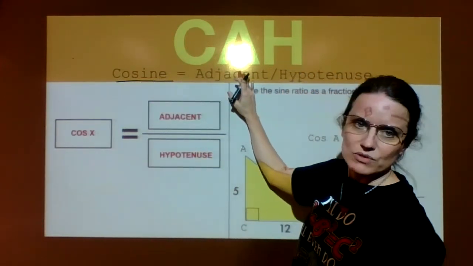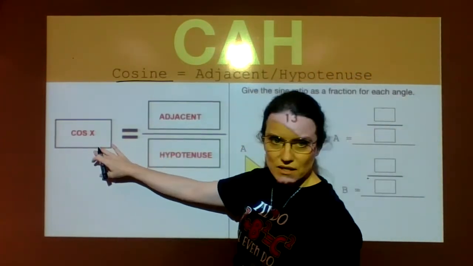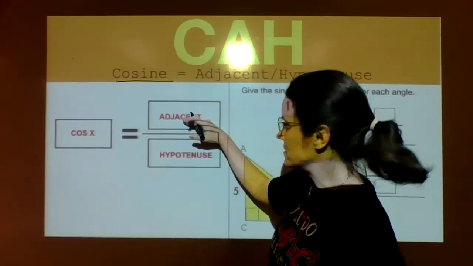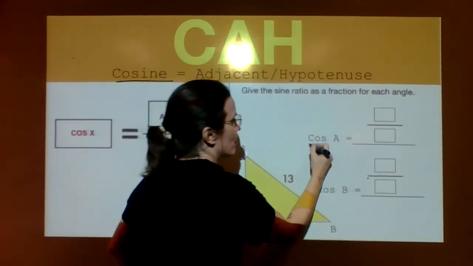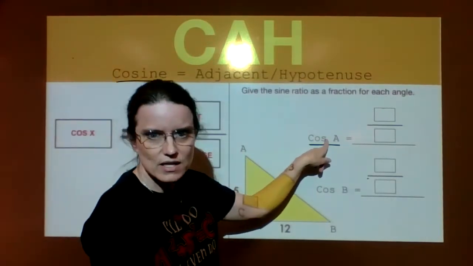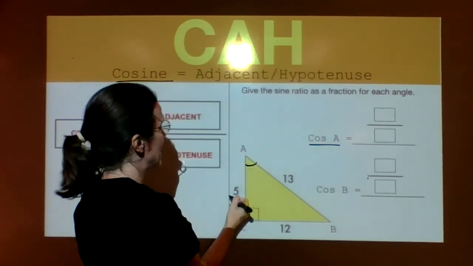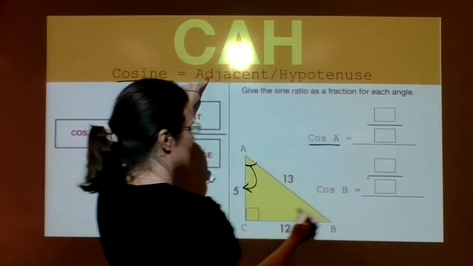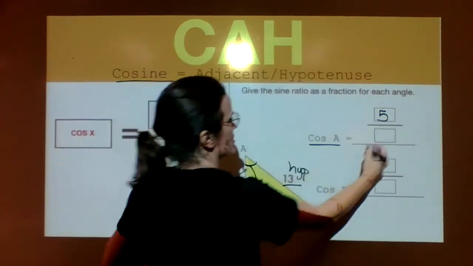Cosine is always equal to your adjacent side over your hypotenuse. So your cosine of whatever angle you have is going to equal the side adjacent to it, coming off of it, over your hypotenuse. So looking at this triangle that I have here, for the cosine of A, and notice I'm lazy. Instead of writing cosine, I can just write cos, but do not say cos, it's cosine, call it what it is. So the cosine of angle A is going to equal my adjacent side, right here, which is 5, over my hypotenuse, which is 13.